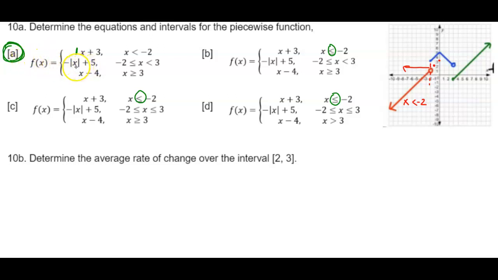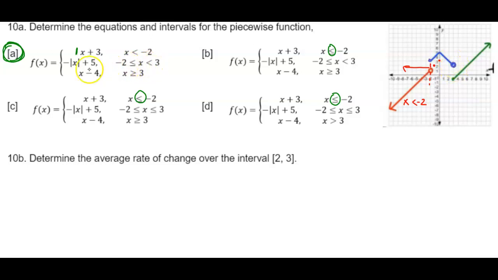So let's just look at the second piece, which is the absolute value that's been flipped down and moved up 5. So that is this blue piece here. That one is going from -2 to 3. I should have a not equal to on the left and a not equal to on the right, which I do right here.